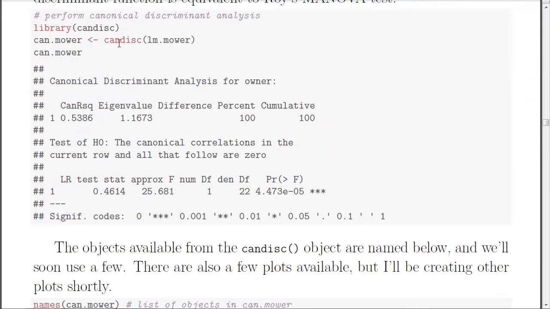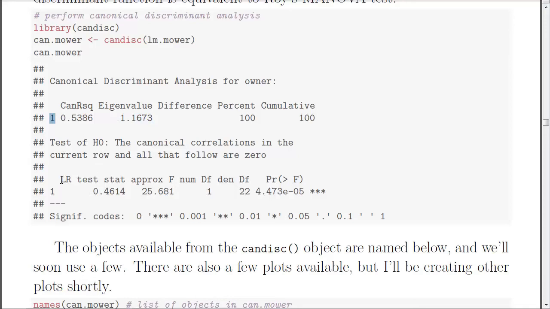And we're running the canonical discriminant function on that linear model object. And it gives us the canonical discriminant analysis. We have a canonical r-squared value of 0.5. We have an eigenvalue, and this explains 100% of the differences. We only have one canonical variable. If we had multiple ones, it would be listed here.